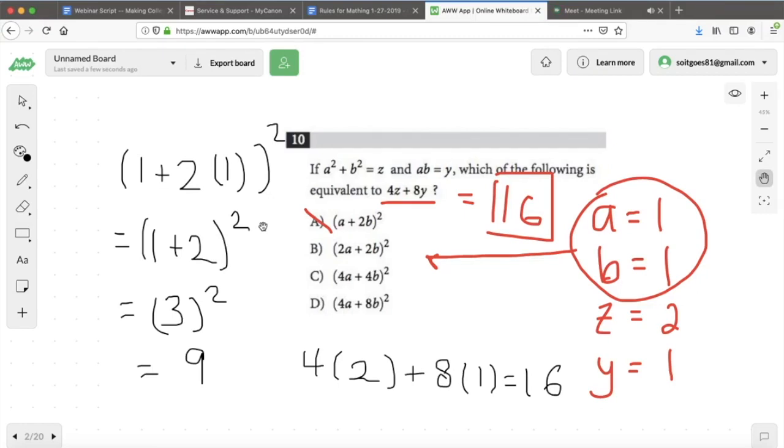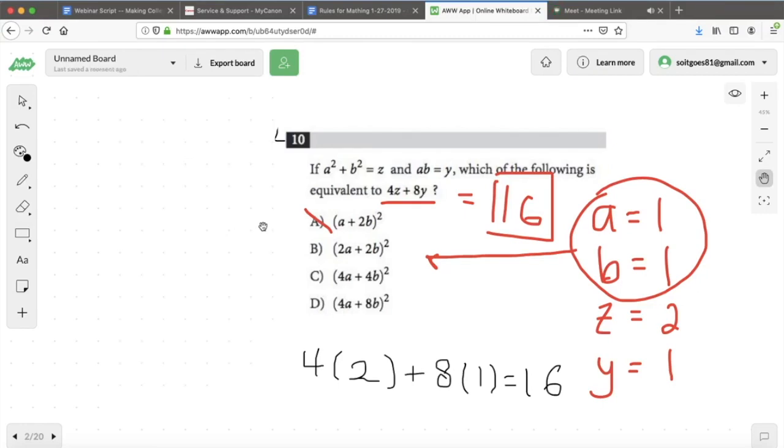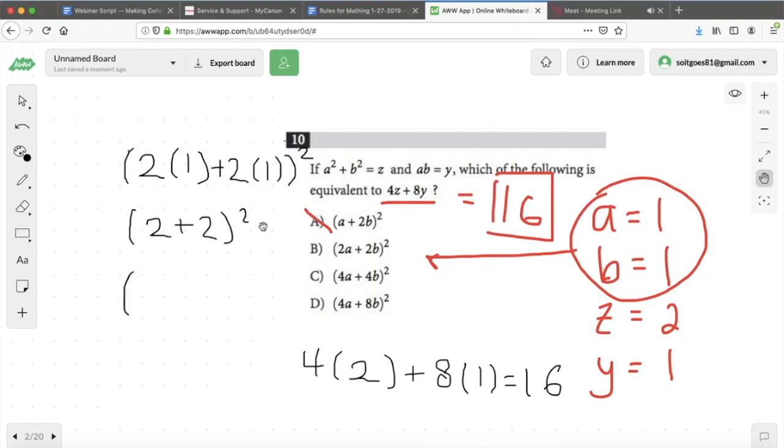Let me clear some space for you, and let's plug in our values for A and B into answer choice B. Go ahead and work that out, Ariane. Looking good. Looking very good. We're just doing a little arithmetic here, nothing fancy. Very good. We calculate what's inside the parentheses. It's going to give us 4. Beautiful.